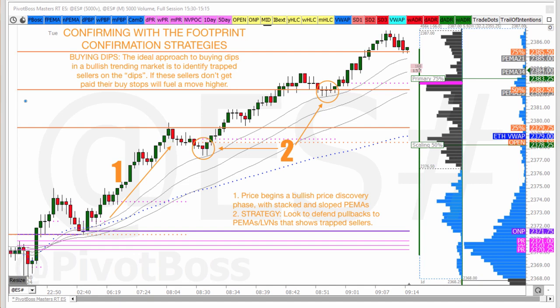So now if we can look in the footprint for trapped sellers here, or sell imbalances here, then we know that there is fuel there. If they become trapped, their buy stops will lead to a significant squeeze ahead. So that's exactly what we look for.